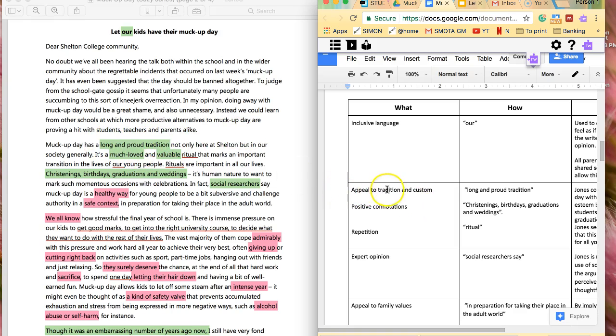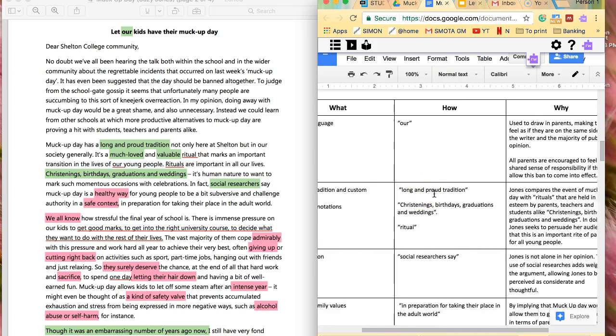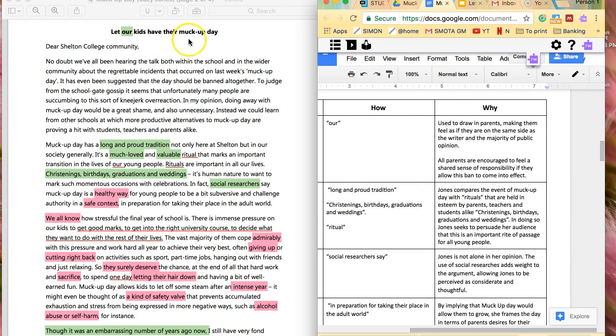So that's what's called an appeal to tradition and custom. So Jones compares Muck Up Day to other much loved and valuable rituals, which she repeats to emphasize that idea. She equates it to christenings, birthdays, graduations, and weddings. So she is saying Muck Up Day is just like these, another important ritual, another important milestone that young people have the right to participate in their lives.